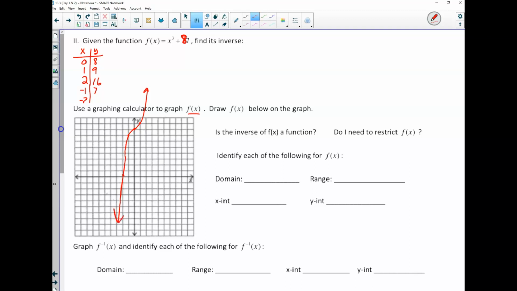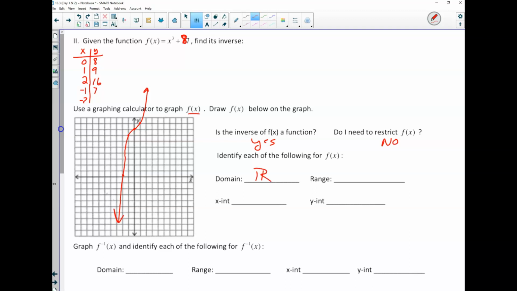Well, let me ask a couple questions here. Is the inverse of that red graph going to be a function? Yes, it is. It passes the horizontal line test, okay? Do I need to restrict it? I do not, because it's already a function. What is the domain of that red graph? It's all real numbers. What's the range?